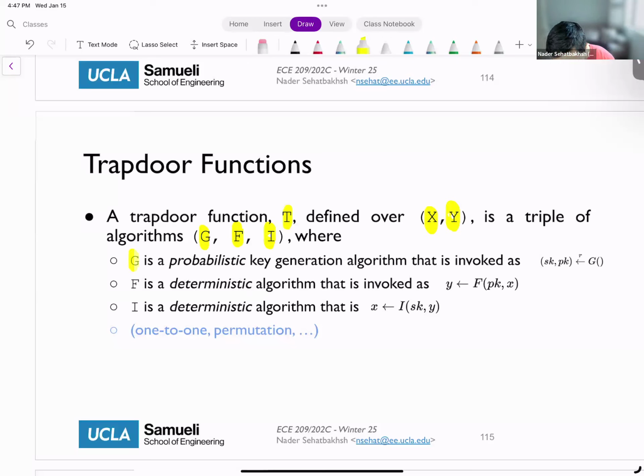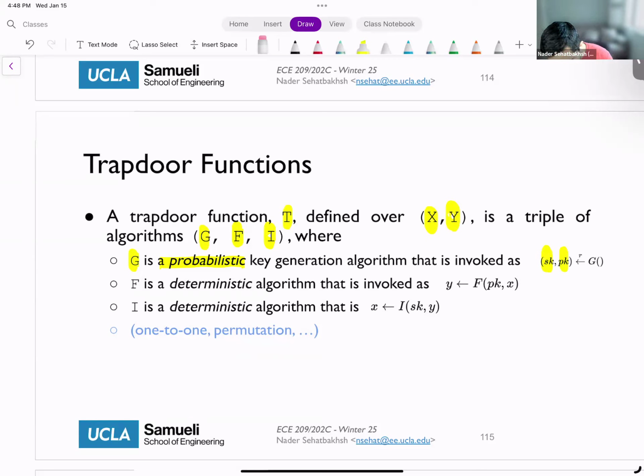G is a function that creates a pair of keys, SK and PK. This is your secret key and your public key, okay? So G is responsible for creating that. It's called a probabilistic function because it basically samples from a distribution, okay? So if you repeat this G function multiple times, it provides a different answer. It doesn't provide the same key over and over. So it's a sampling function.